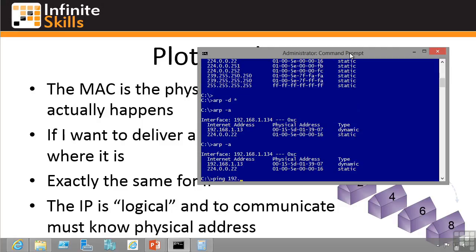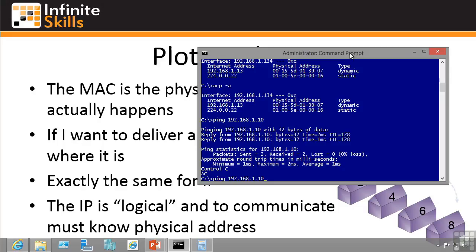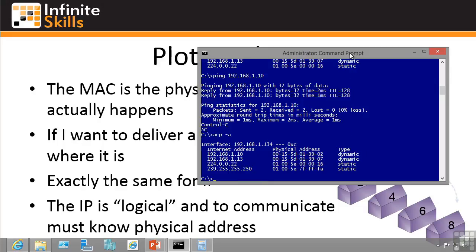Now if I try and ping this server, that worked. But what I'll see is in the cache, I now have the MAC address of that machine I tried to talk to. Before it actually pinged that machine, the first thing it did was send out a broadcast over the network to say, who is 192.168.1.10? Please send me back your MAC address. So this is the Address Resolution Protocol giving me that information.